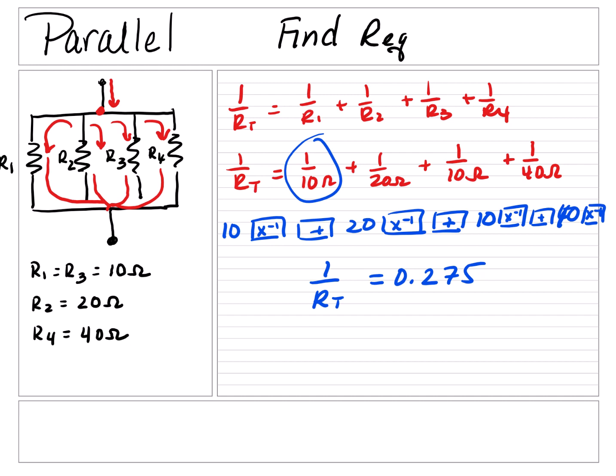And again, we need RT. RT is in the denominator, so we need to reciprocate it. So you're going to take 0.275, take the reciprocal of it using the reciprocal button, and you should get the same answer, 3.64 ohms.